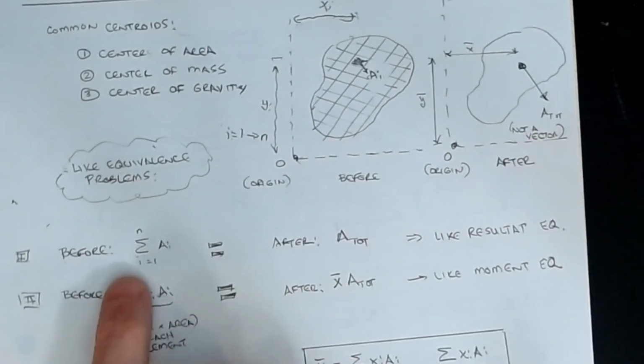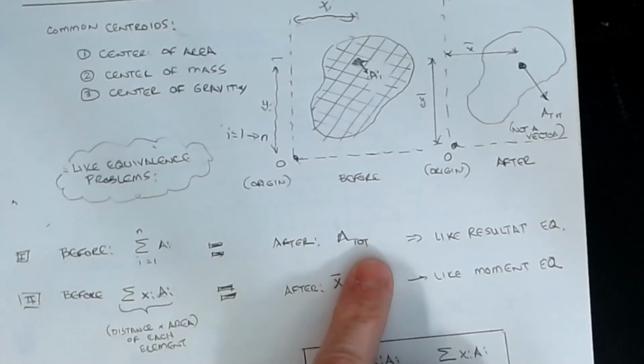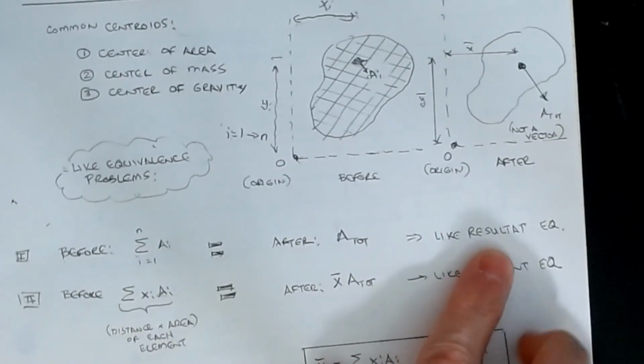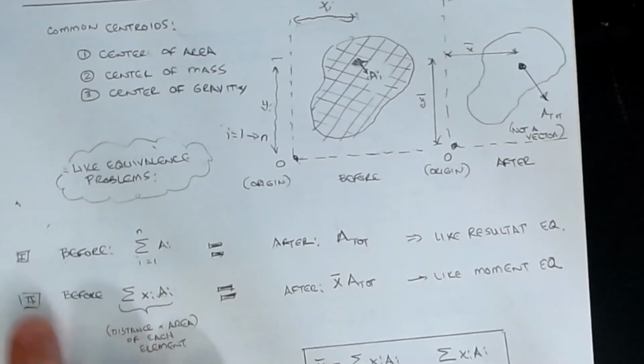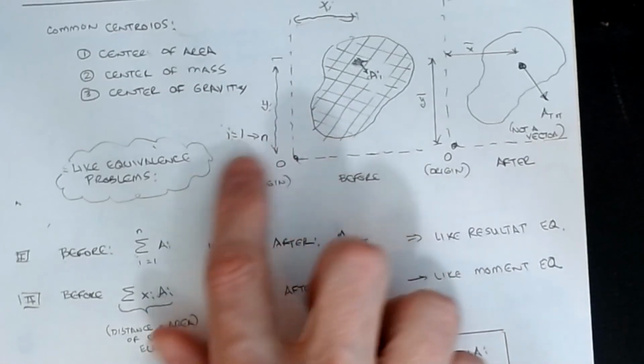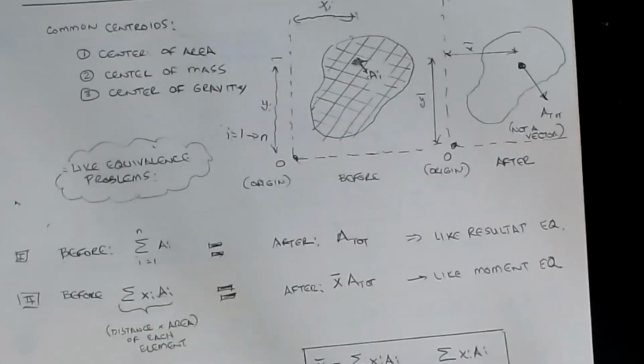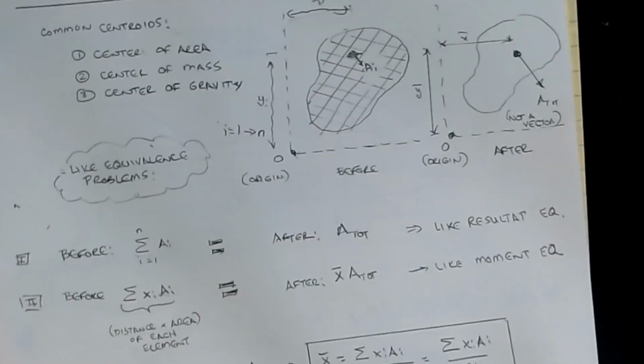So my equation is the sum of i equals 1 to n of Ai is equal to A total. And that's like our force resultant equation. The second one we did was always a moment, where I take the value multiplied by a distance, and we could use this to figure out where the combined resultant is. This is like the single force resultant calculations that we did back when we were doing equivalence of forces.